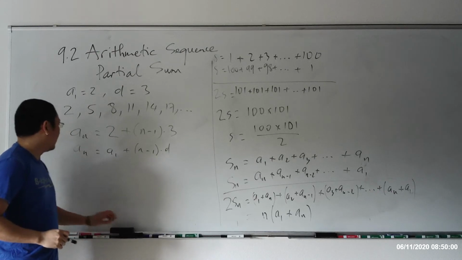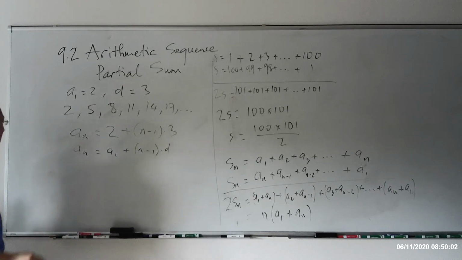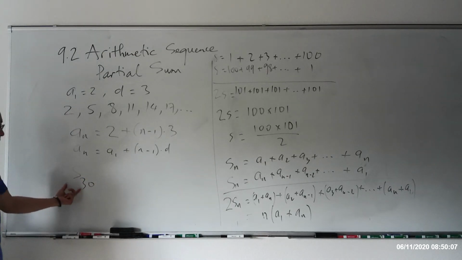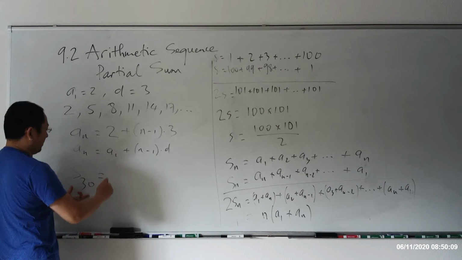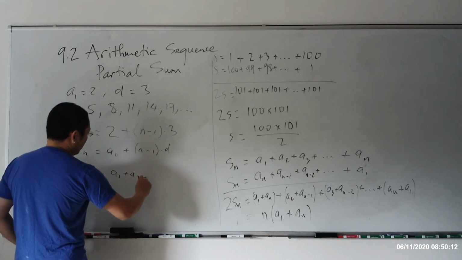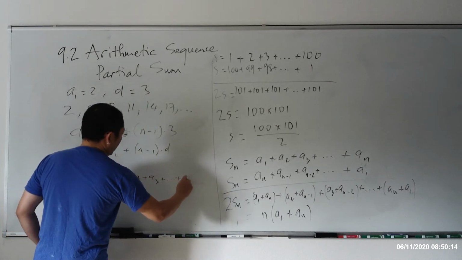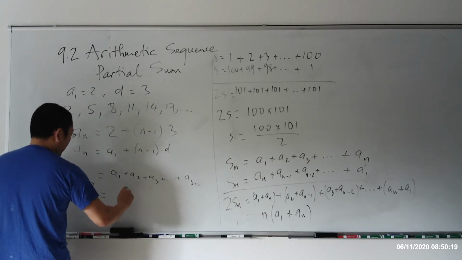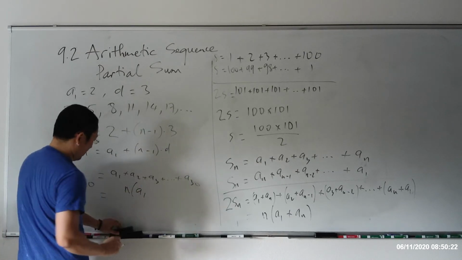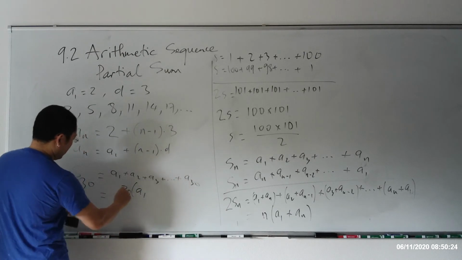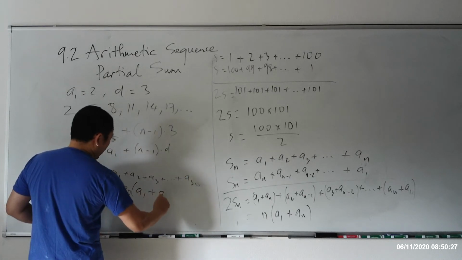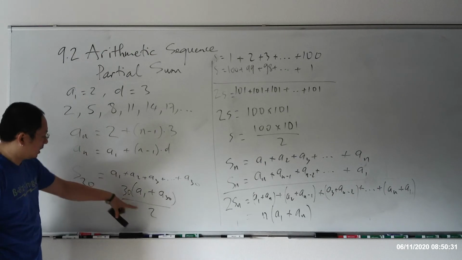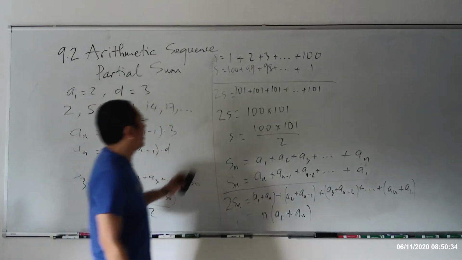All right. Now, what if people ask you to find S30? S30 means the sum of the first 30 terms. And this again means A1 plus A2 plus A3 plus all the way to A30. And according to our formula, it's going to be n times A1 plus A30, all over 2. By the way, n here is 30 already. We know A1, which is 2, and we know n is 30, but we don't know A30, so we can calculate it.